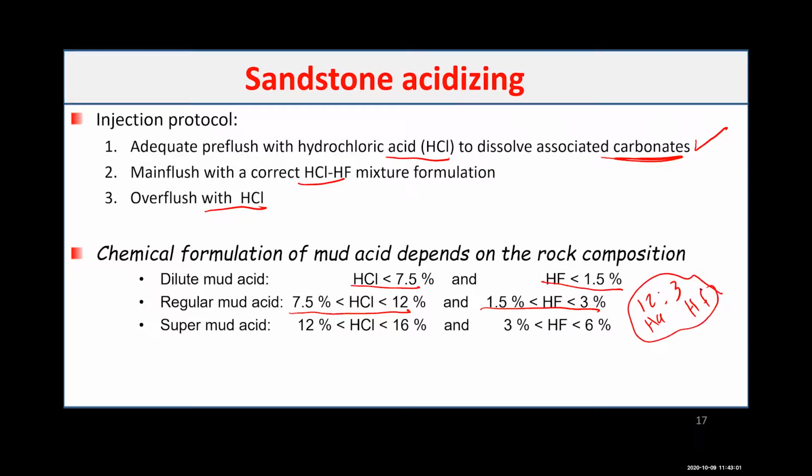However, in some cases, we really need a high concentration of HF. In this case, we'll go with the HCl concentration to a higher value, like almost 16%, or 6% HF. But we don't use it that often. We use it only if we really need to dissolve a lot of silica near the wellbore area. But the typical one is the regular mud acid, which is 12-3. That's the typical one that we use in the field.